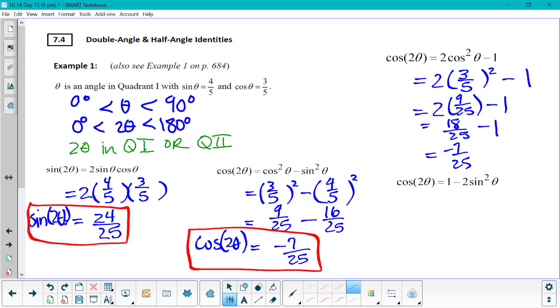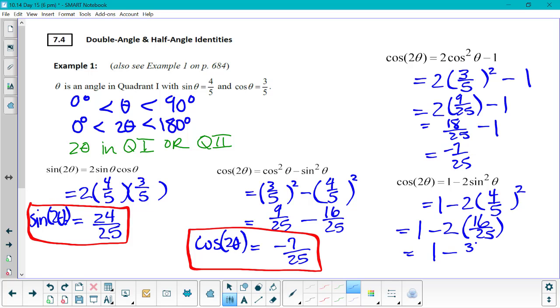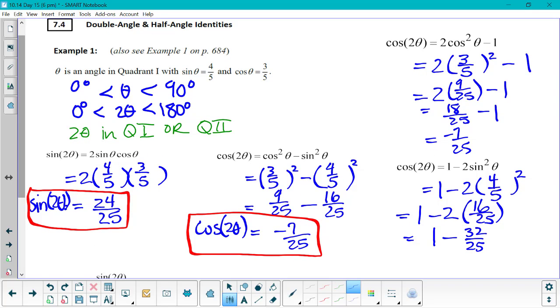Okay, so let's try the other double angle identity for cosine that involves only the sine of the angle. So I take 1 minus 2 times the sine of the angle squared. So the sine is 4/5. I have to square first. 16/25, double that. And then subtract. So 25 minus 32 is -7/25. So if you have to find the cosine of twice the angle, you can use any of those 3 identities depending upon what you have.